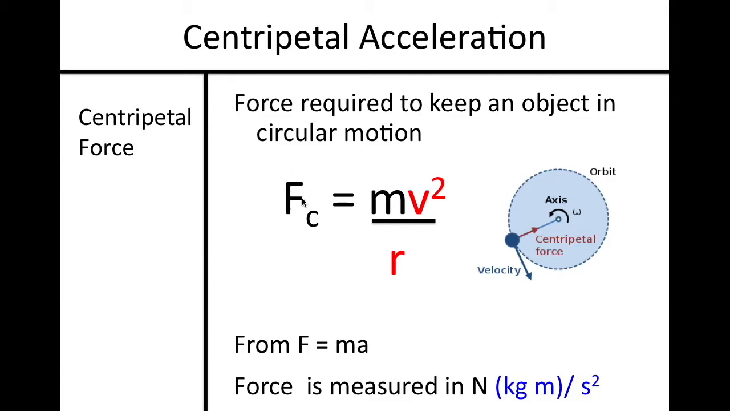So remember that the centripetal force, denoted by the big F sub c, equals mass times velocity squared all over r. This equation comes from force equals mass times acceleration, where the acceleration here is v squared over the radius to denote that we are going in a circular motion. Remember that force is measured in newtons, which is a kilogram meter per second squared.